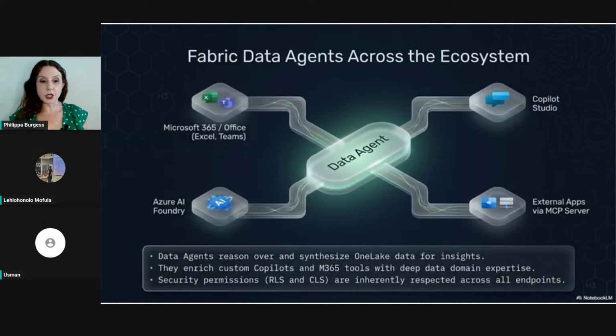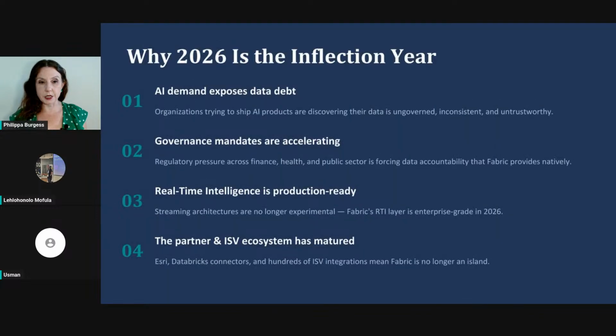So now your agents can connect with your Microsoft 365, your Azure AI Foundry, your Copilot Studio, and external apps via an MCP server. Data agents reason over and synthesize OneLake data for insights. They enrich custom copilots and M365 tools with deep data domain expertise, and security permissions like row-level security and column-level security are inherently respected across all endpoints.